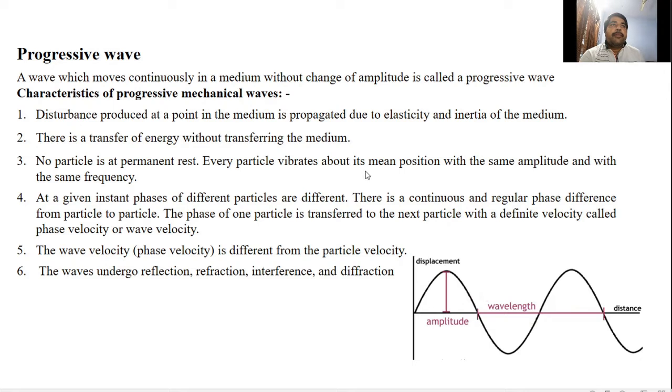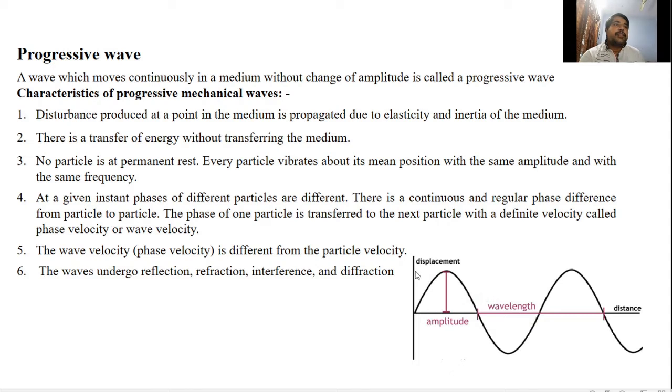Every particle vibrates about its mean position with the same amplitude and with the same frequency. I already told you that when the disturbance is created at this point, the particles start vibrating about their mean position and transfer energy to the next particle. That particle starts vibrating about its mean position. So here there is no transfer of medium, only a transfer of energy from particle to particle.